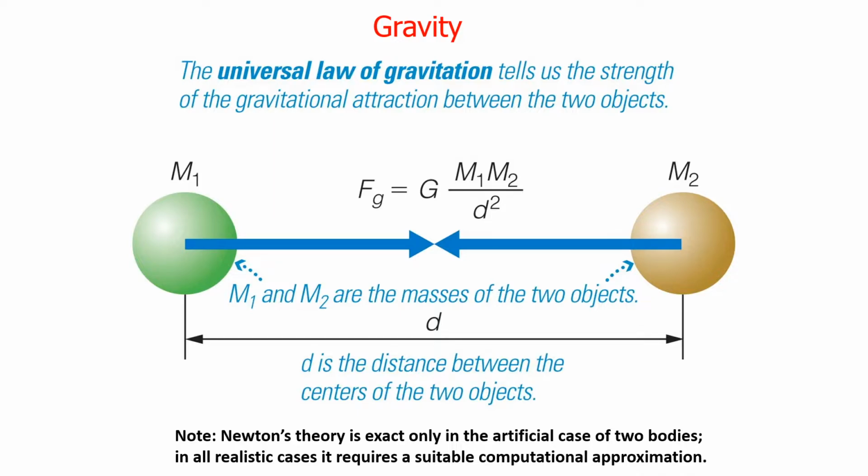Newton's theory is only exact in the artificial case of two objects. In almost every realistic astronomical situation, there are more than two objects, for example, the Earth, the Moon, and the Sun, and in that case, it's only an approximation, and you would actually need a computer or extended calculation to solve for the gravity forces.